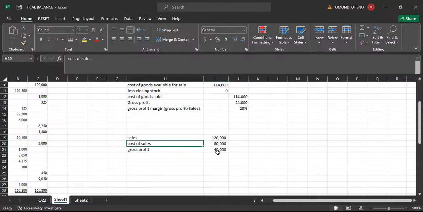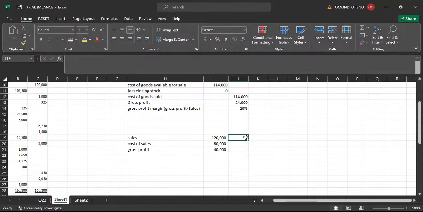Sales minus cost of sales will give us gross profit, which means this cost of sales and the gross profit, if you add them together, they will give you the sales value. But now we want to express them as a percentage of sales. So what percentage of sales does gross profit represent? What percentage of sales does cost of sales represent?